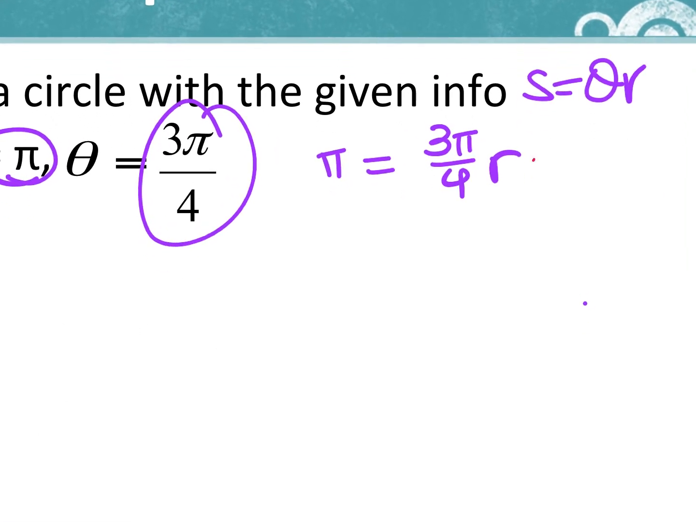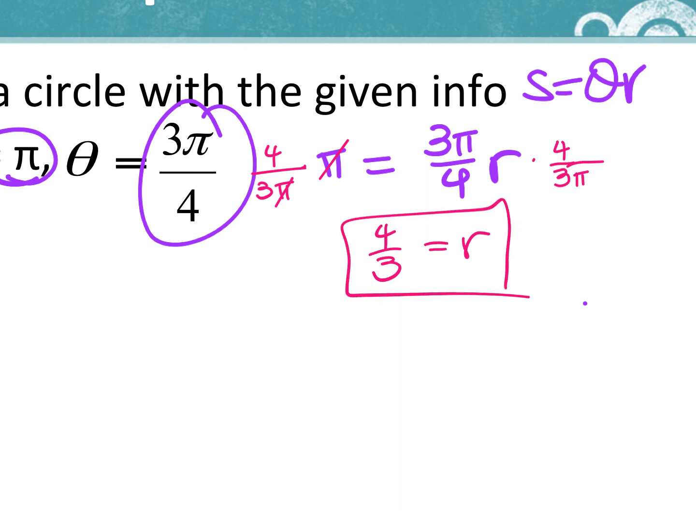I could do it all in one step, multiply by 4 over 3 pi. Nope, pi would be in the bottom. Or I could separate that out. Multiply by 4, divide by pi, then divide by 3. You could do it in whatever order you want. So if I do it all in one step, the pi's cancel, and I get r equals 4/3. It didn't give me a unit measurement. If it did, I would put it on there.